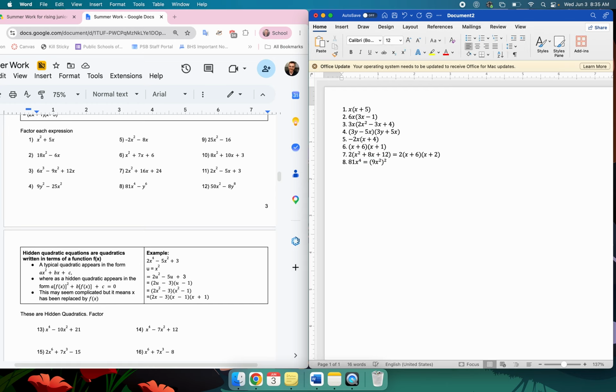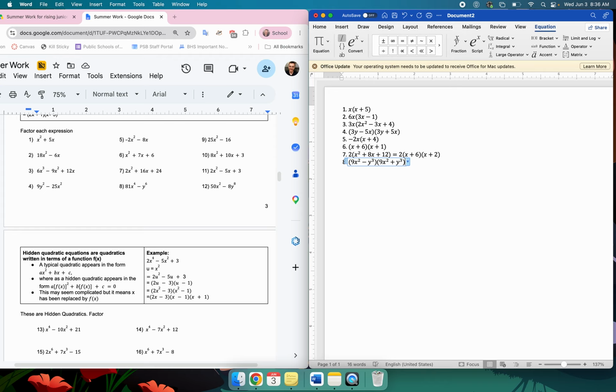And likewise, y to the sixth is, in fact, something squared. Y to the sixth is actually y cubed, quantity squared. So that is a difference of two squares, so we can factor it as such. It's going to be the square root of the first term, which is 9x squared, minus the square root of the second term, so that's y cubed, times the same thing but with a plus. Okay, so that's how that factors. And then I think that's all that we can do on this.